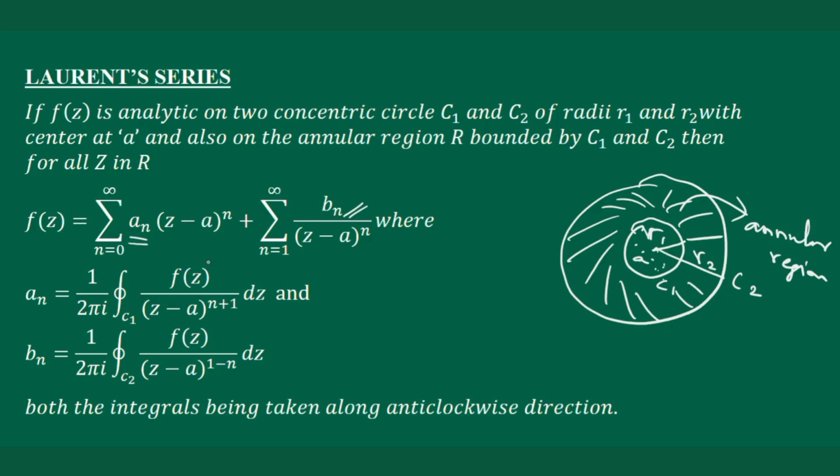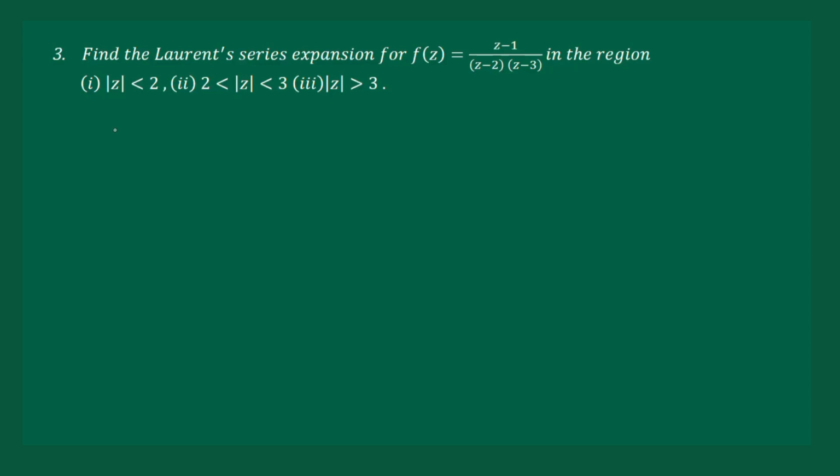If you notice, the Laurent series expansion contains both positive powers of z as well as negative powers of z. The first part of the expansion gives you positive powers, and the second part gives you the negative powers, whereas in a Taylor series all the terms are positive powers of z. And here the first part is called the regular part, and the second part is called the principal part of the Laurent series.